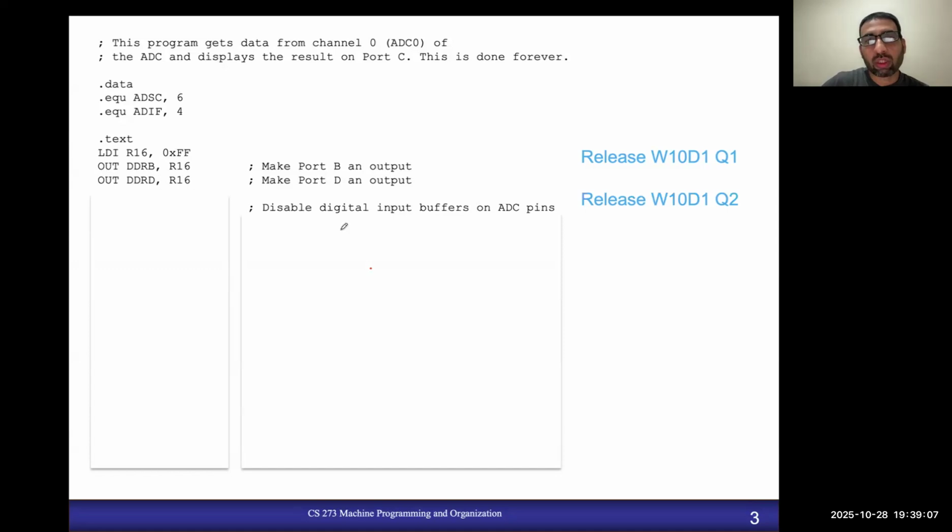The next thing you need to do is disable the digital input buffers on ADC pins, right? Where are the ADC pins? ADC pins are on port A. Remember, we talked about this register DIDR0, right? So you need to disable all the input buffers, and you disable them by writing 1 to that register.